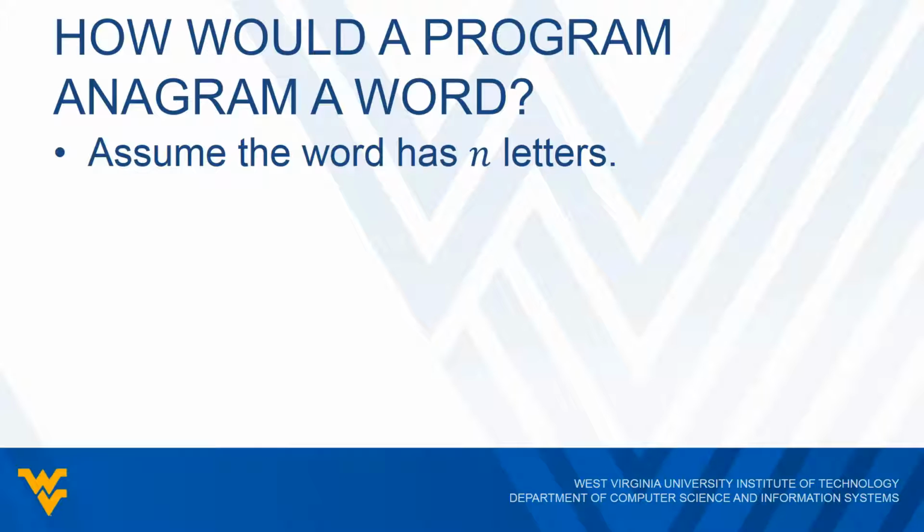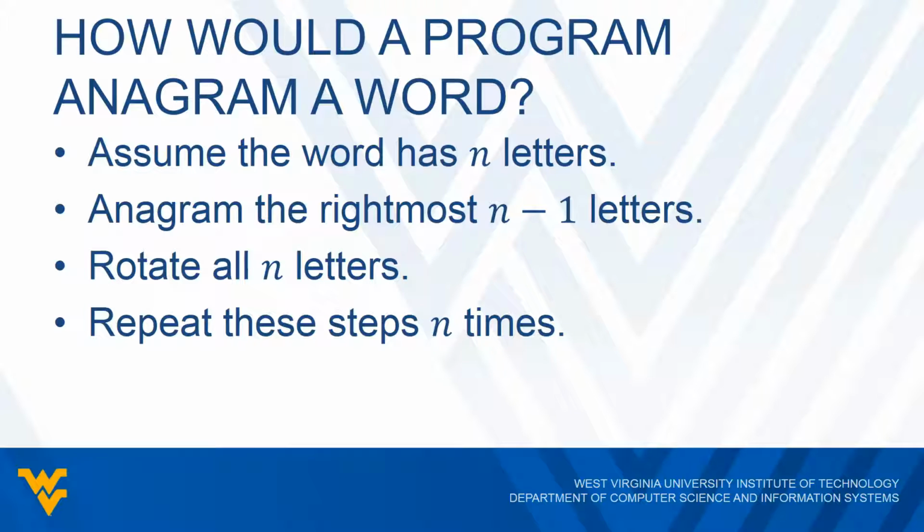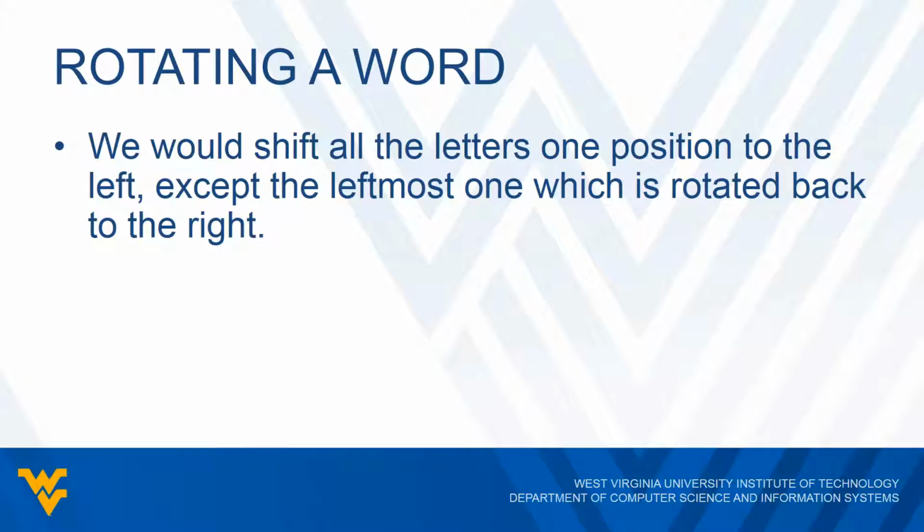The way we'll do this is we'll anagram the rightmost n minus 1 letters. Then we'll rotate all n letters one place, and then we just repeat this n times, where we would then anagram the rightmost n minus 1 letters. We would rotate all the letters again, and we'll just keep doing this until we've anagrammed all of the different possible combinations. So how do we actually rotate a word, or what do we mean by rotating a word? What we mean here is we would shift all the letters one position to the left. And then the leftmost one, we would just rotate back to the right of our word.